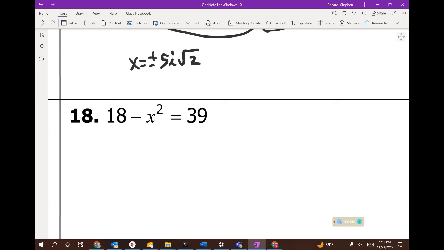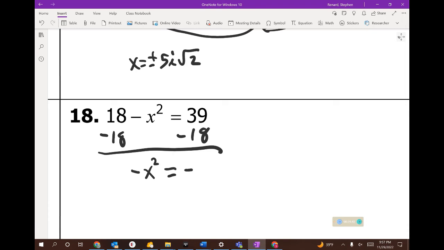On to number 18. We only got 2 left. So what we're going to do here is we're going to subtract 18 from both sides. Divide right here. We get negative x squared equals 39 minus 18 is negative 21. Positive 21. Just good old 21.